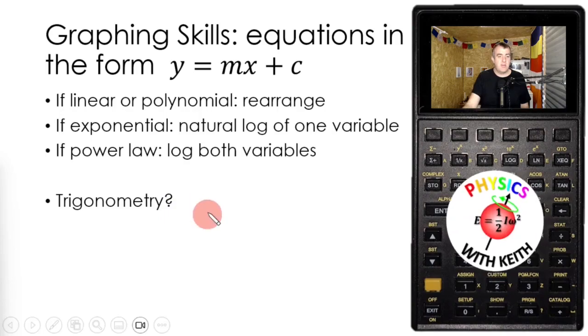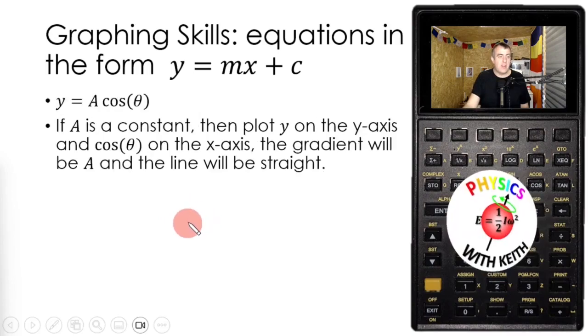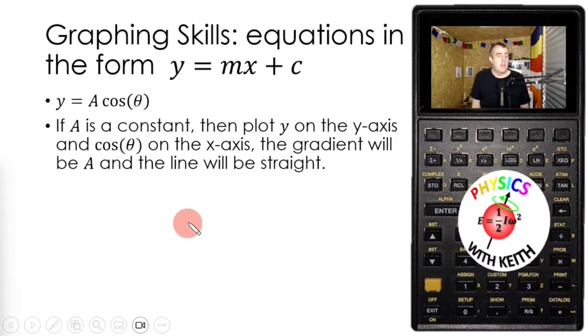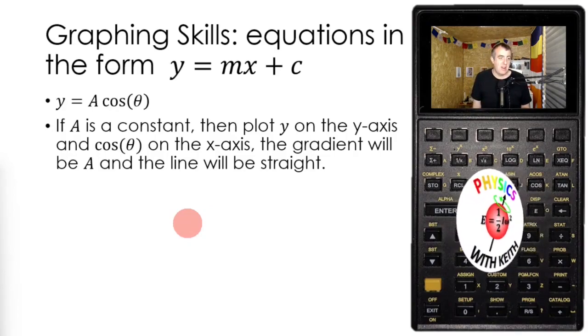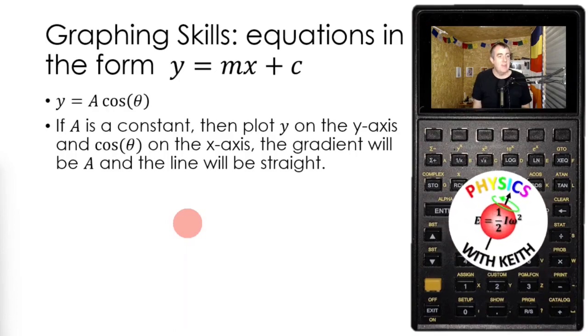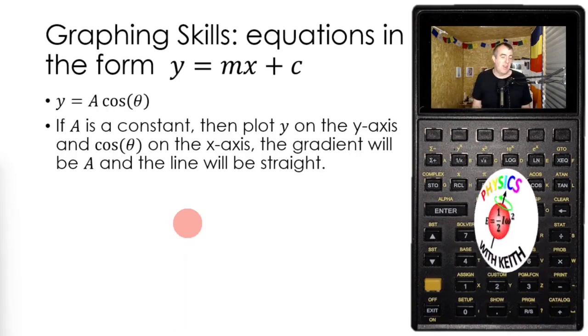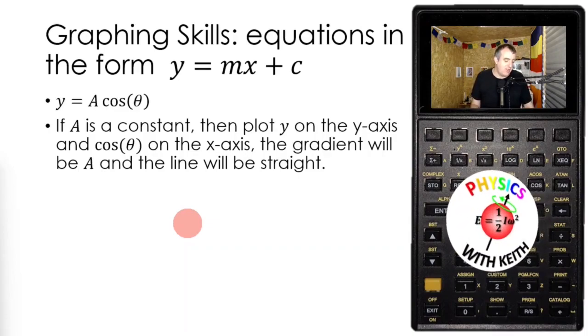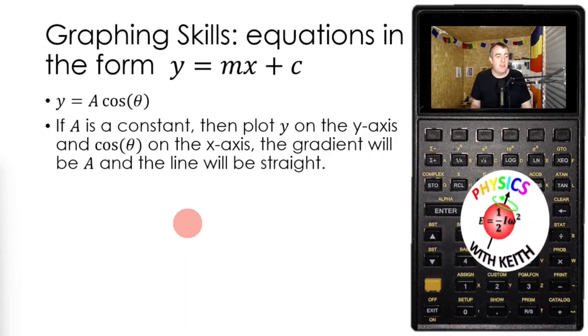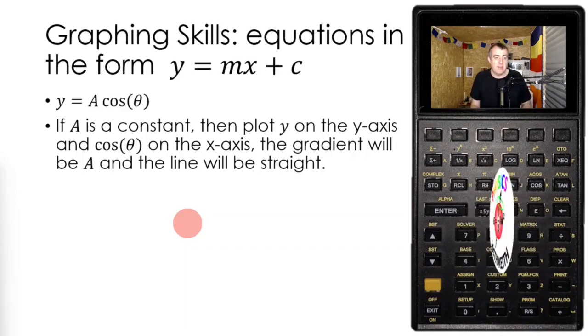Trig functions, well, they're a little bit different. If you had a trig function like this, then you would have to plot y versus cosine of theta to get a straight line where a would be the gradient. But you would still be able to do that. So it's a little bit different, but it's the same idea. You're just trying to get a straight line by doing algebraic manipulation into the form y equals mx plus c.